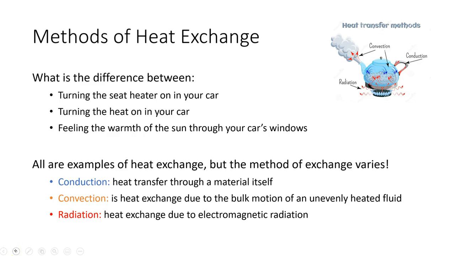Okay, and so these exemplify the 3 different methods of heat exchange that we'll be focusing on: conduction, convection, and radiation. So conduction is really heat exchange through a material itself. So this usually occurs when you have objects that are exchanging heat by touching. Convection is heat exchange due to the motion of an unevenly heated fluid, and radiation is heat exchange due to electromagnetic radiation. Okay, and so then thinking about those 3 definitions, what do you think turning on the seat heater in your car is an example of?